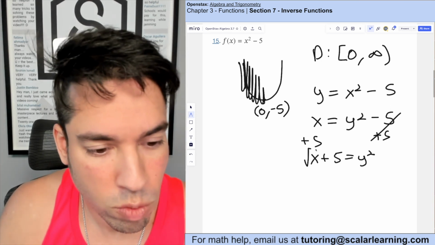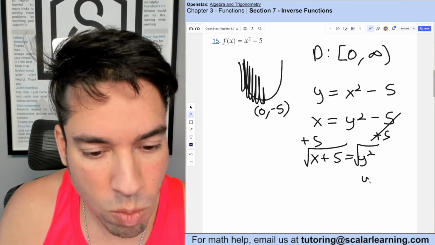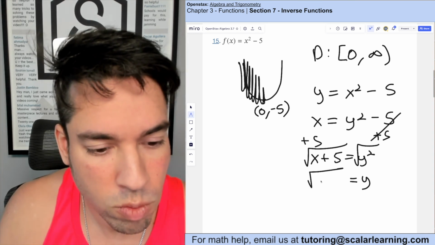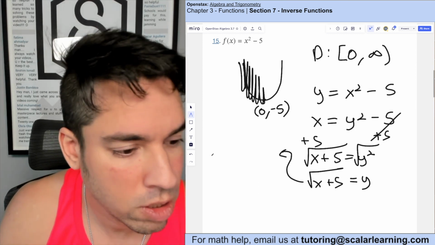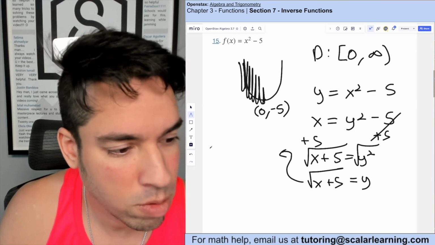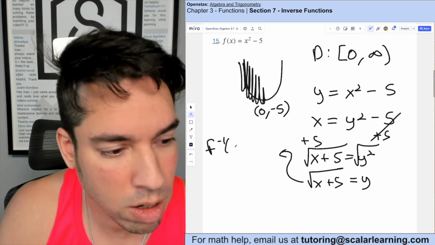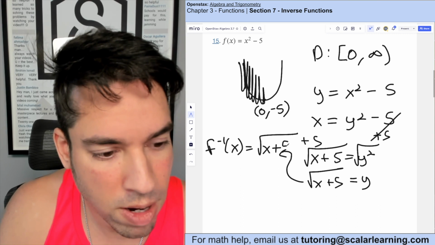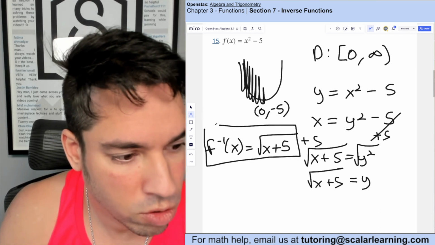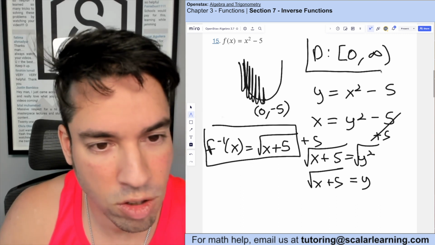Then I'm going to take the square root of both sides like so. And I get y equals the square root of x plus 5. Last but not least, let's put it in function notation. And I'm going to put the y on the left-hand side, turn it back into f inverse of x equals square root of x plus 5. So here's your final answer for the function inverse, and here is the domain.